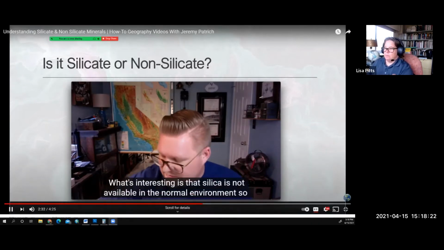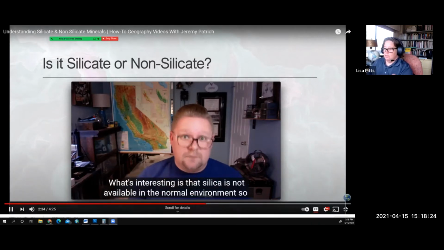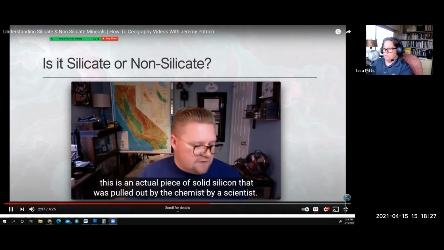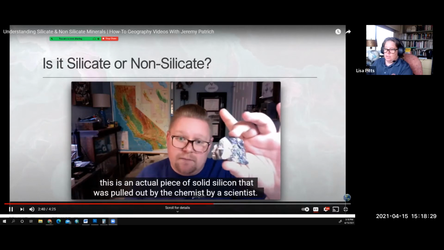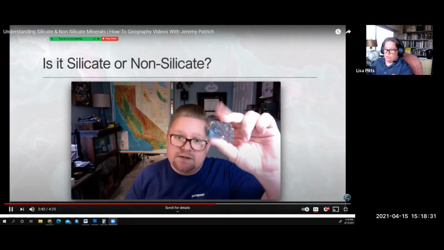What's interesting is that silica is not available in the normal environment. So this is an actual piece of solid silicon that was pulled out by a chemist, by a scientist.